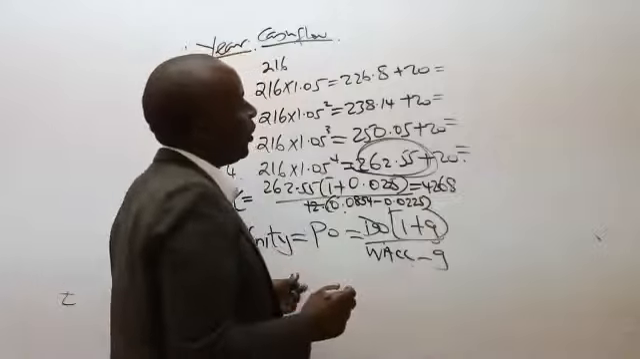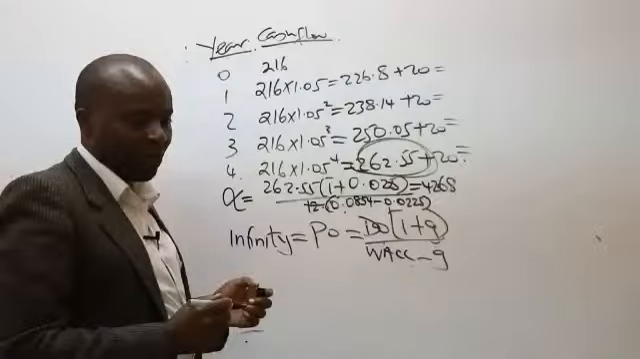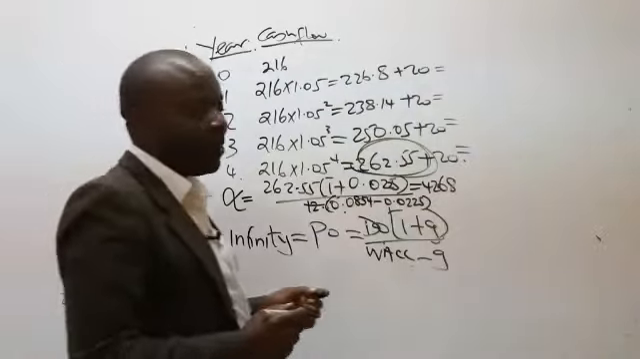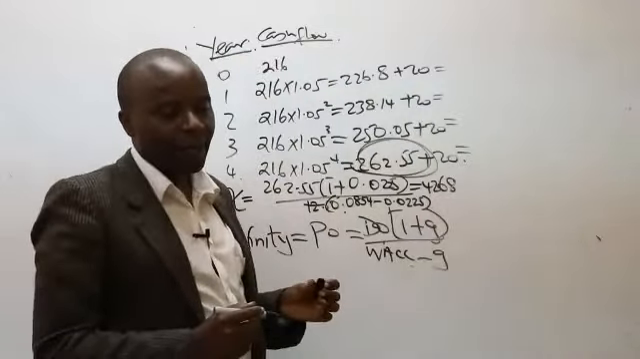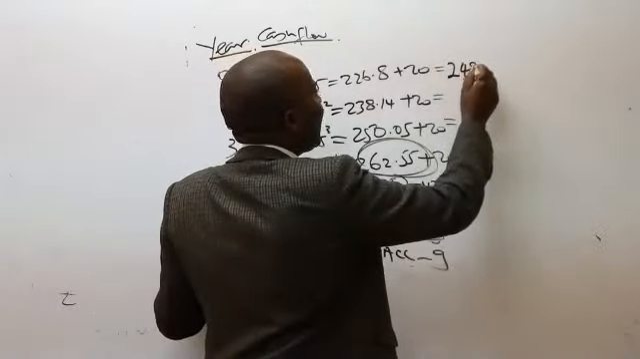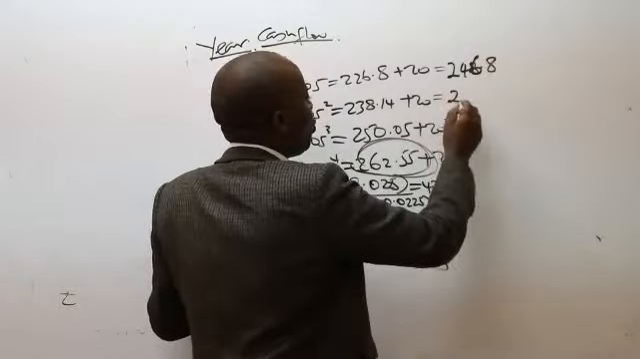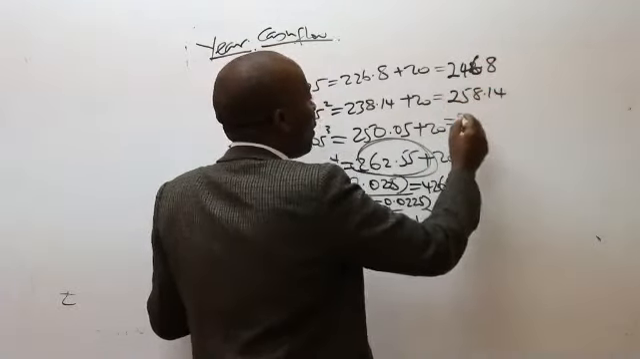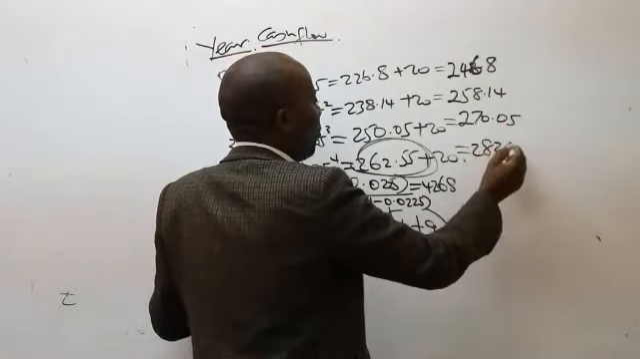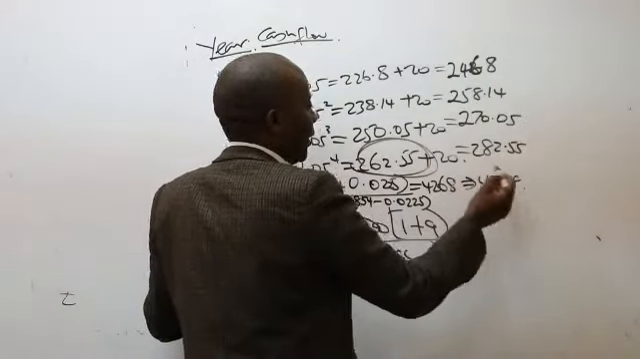Please give us the new figures. The first one gives me 246.8. The second one will be 258.14. 270.05. 282.55. This one, of course, will remain the same, 42.68, like that.